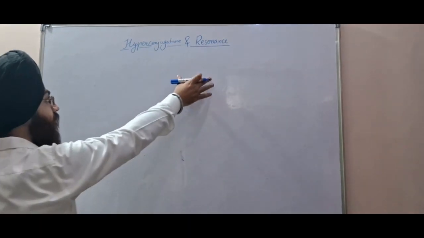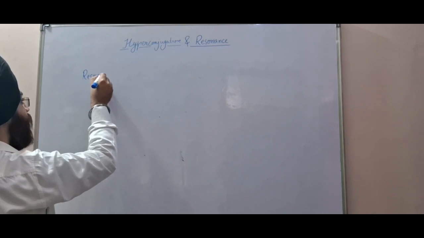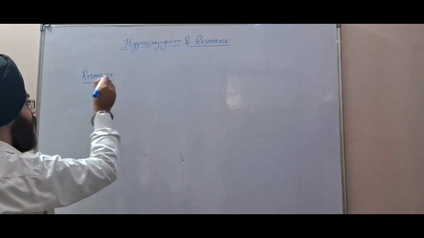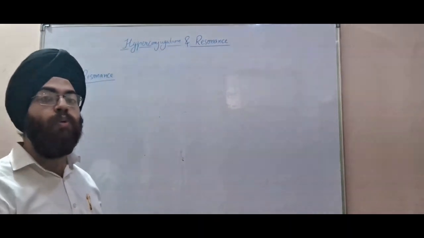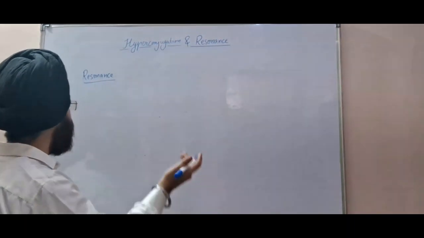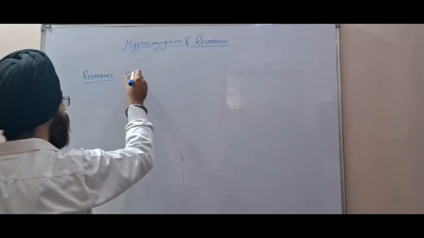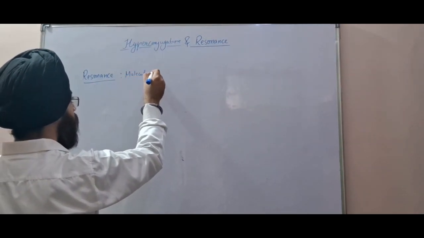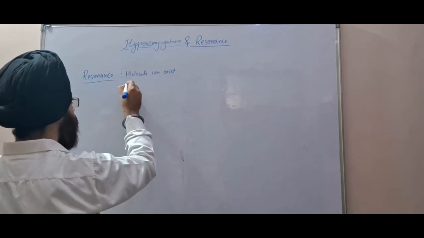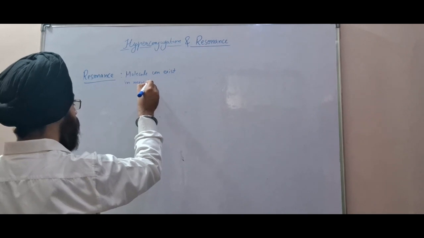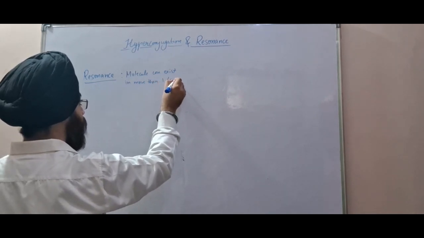So starting with resonance, what is resonance? In chemistry, we say it is a phenomenon in which a molecule can exist in more than one Lewis structure, more than one Lewis dot structure.